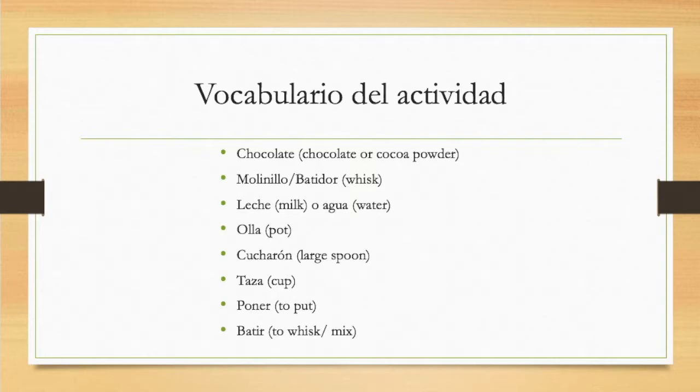Chocolate, molinillo or batidor, leche o agua, olla, cucharón, taza, poner, batir.